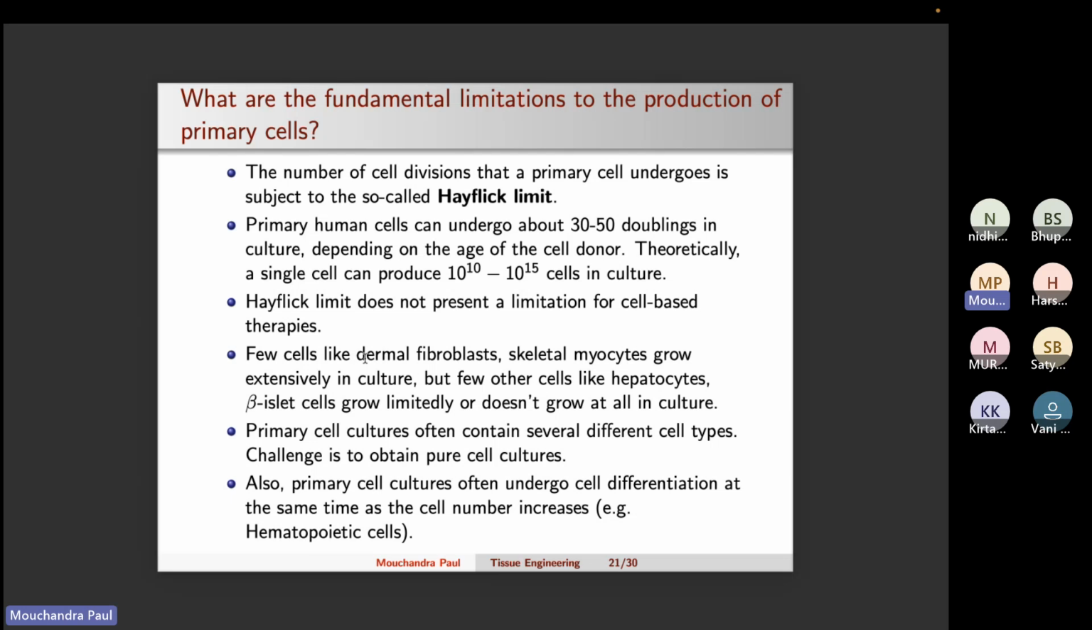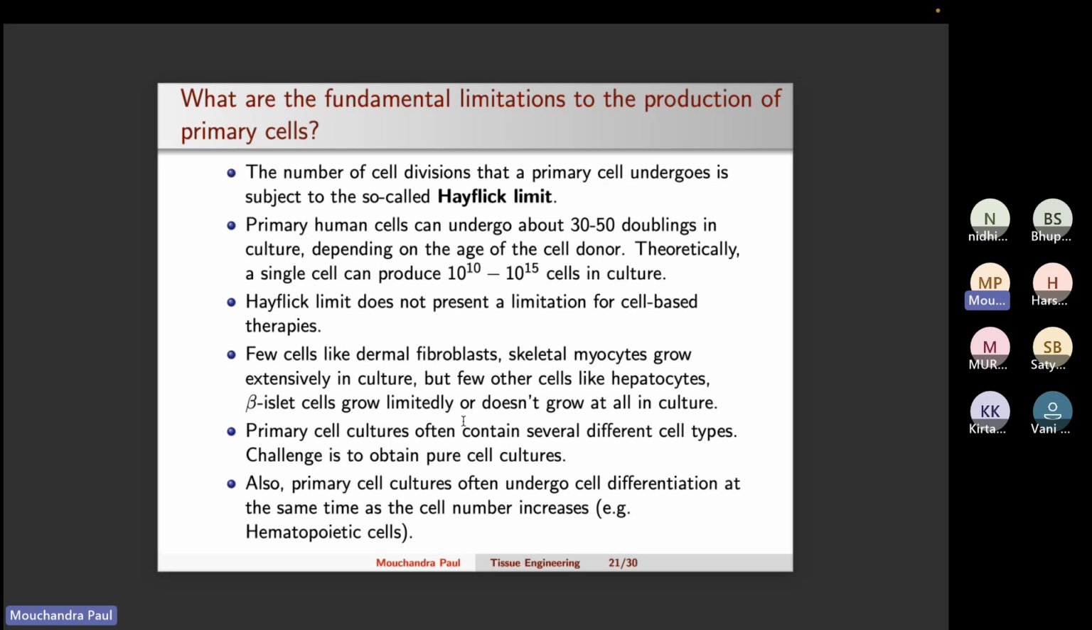So dermal fibroblast means the fibroblast present in the dermis layer of skin. Those cells, as well as the skeletal myocytes, grow very well in culture, so they can easily produce 10 to the power 10, 10 to the power 15 cells. But there are few cell types like hepatocytes, then beta islet cells of pancreas. They grow very limitedly, or they do not grow at all. So if you are going to make a liver based product, or a product for pancreas ailment or anything like that, you need to think how you will get those many cells, like million to billion cells. So there comes the problem.